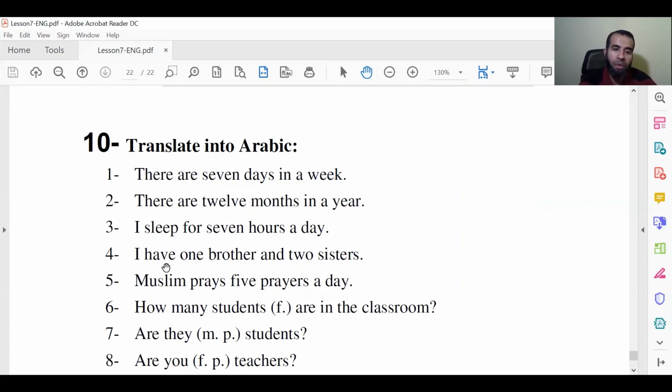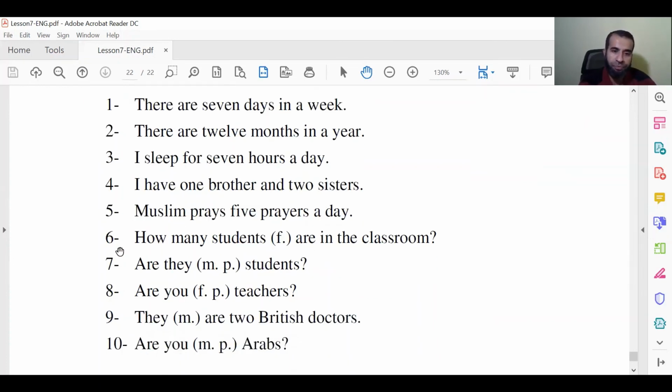4. I have 1 brother and 2 sisters. لي أخ وأختان. 5. Muslim prays 5 prayers a day. يصلي المسلم or المسلم يصلي. We can start with the noun or with the verb. المسلم يصلي 5 صلوات في اليوم.